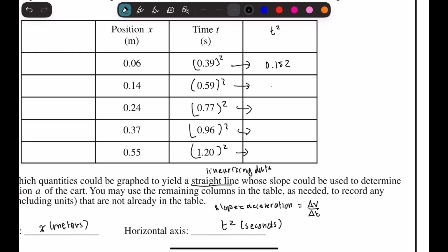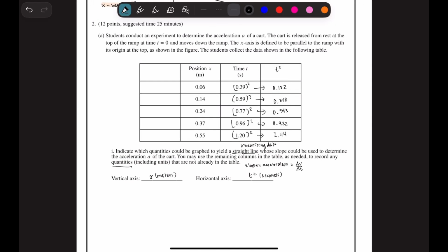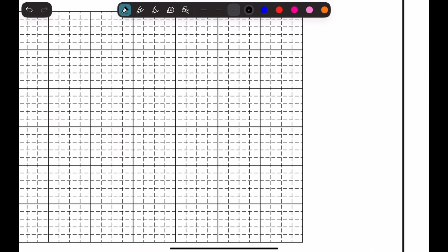So 0.59, that's going to be 0.348. This is going to be 0.593, and this is going to be 0.922, and this is 1.44. So now we can take these points. I'll write them over here for us, X, Y, or I'll just write them as ordered pairs.